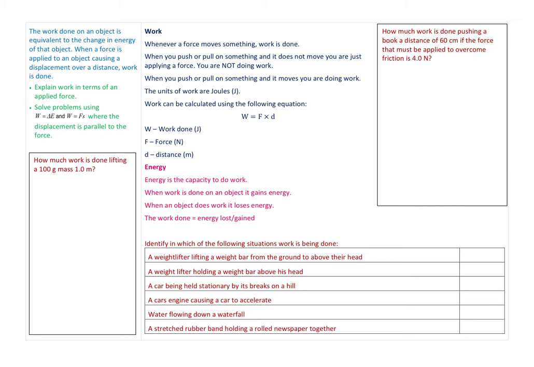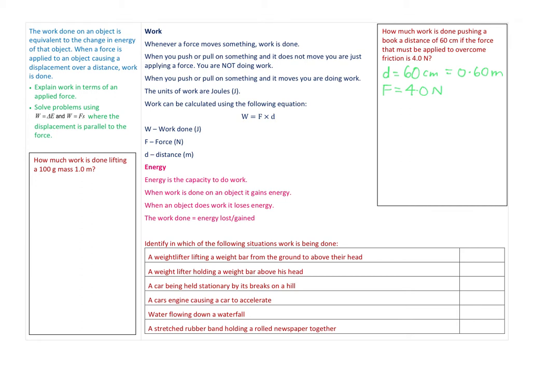So let's just have a look at a couple of really simple questions around this. How much work is done pushing a book a distance of 60 centimetres if the force that must be applied to overcome friction is 4 newtons? So the distance equals 60 centimetres equals 0.60 metres, convert to SI units. The force is equal to 4 newtons, two significant figures again.